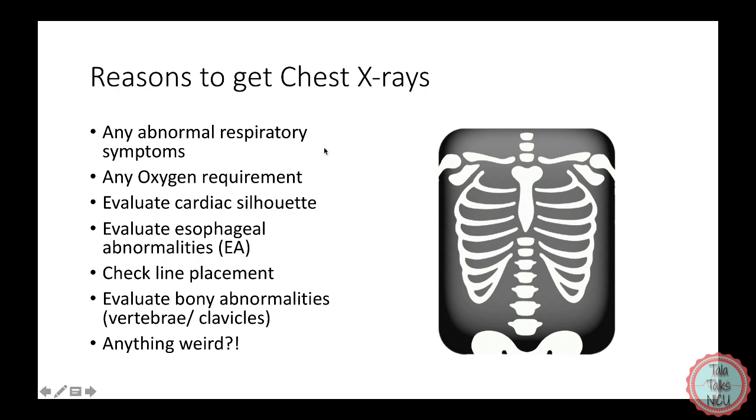So we should have a pretty low threshold to get that initial chest X-ray. So really a baby with any abnormal respiratory symptoms, breathing at 120 times a minute or grunting or a lot of flaring or whatever, after that kind of initial transition period, really any oxygen requirement, you might assume that it might be a bit of mild TTN or something, but it really could be an undiagnosed CDH. Also, you might get an X-ray to evaluate a cardiac silhouette, maybe to look at esophageal abnormalities. You might be wanting to check line placement, whether it's a UVC, a UAC, a PICC line or whatever. You might want to look at bony abnormalities or really anything weird that might be going on with a baby.